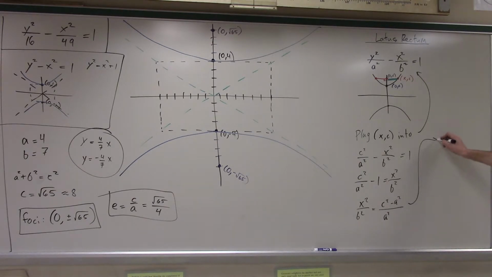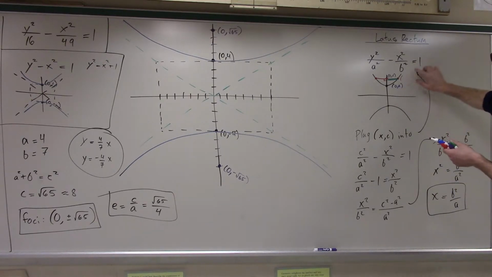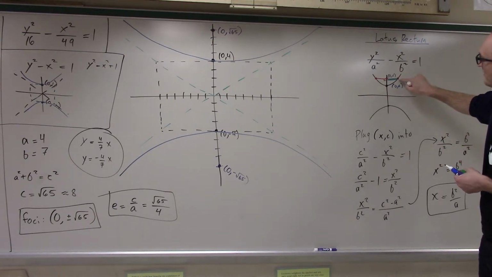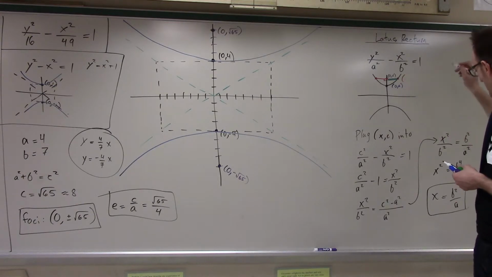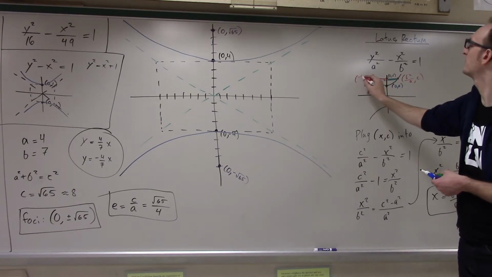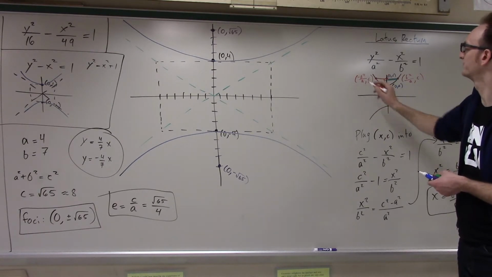And this is starting to look familiar because c squared minus a squared is b squared. And so really I have x squared over b squared equals b squared over a squared. And so x squared is b to the 4th over a squared, and then x is b squared over a. So what that tells me is that any generic hyperbola which is horizontal is going to have this endpoint of the latus rectum at b squared over a comma c. And this point over here will be negative b squared over a comma c.